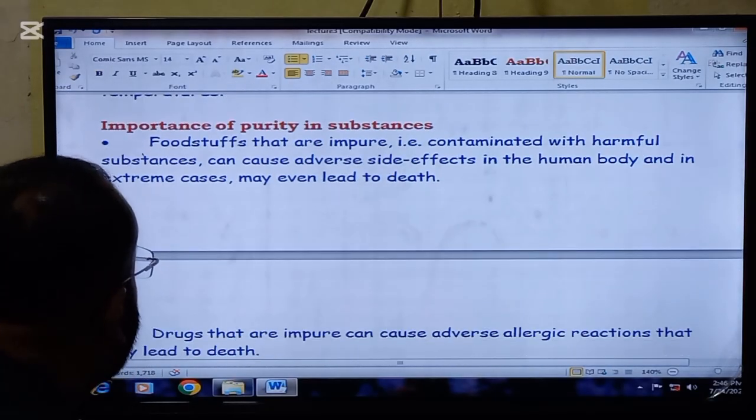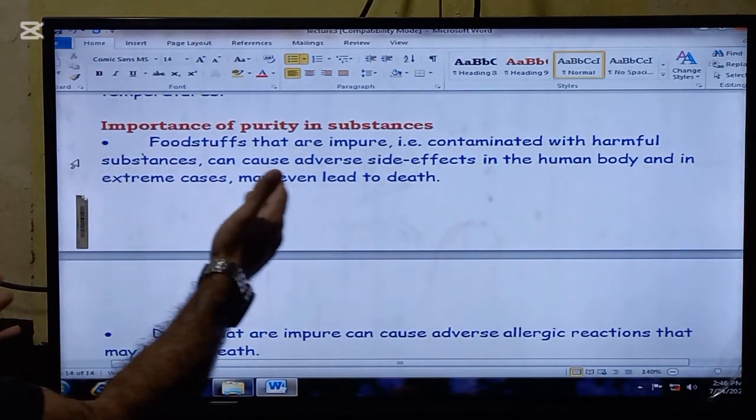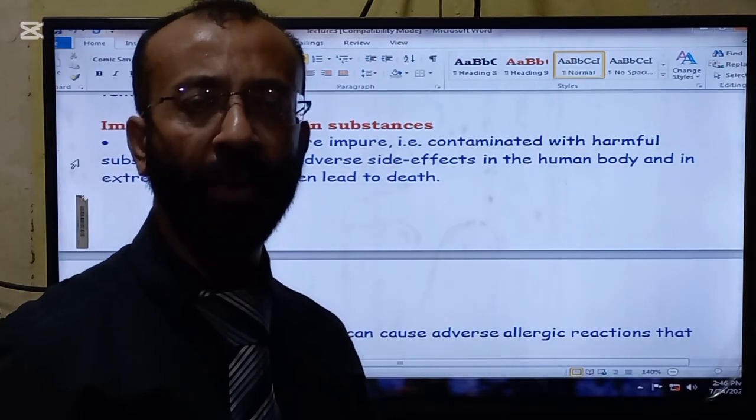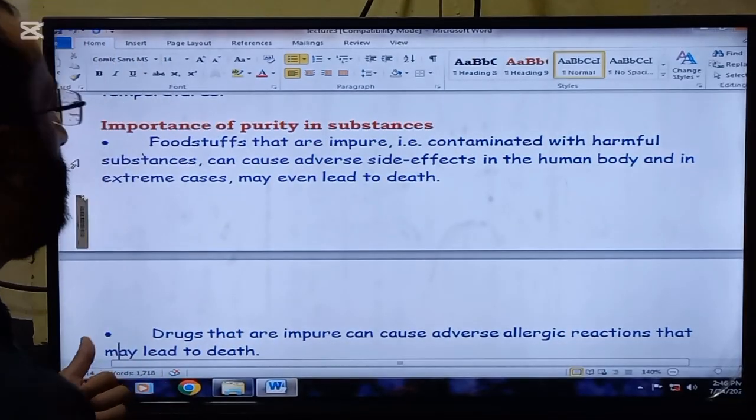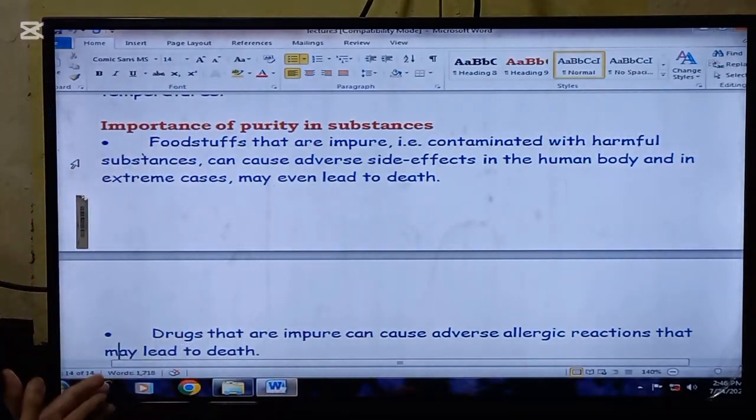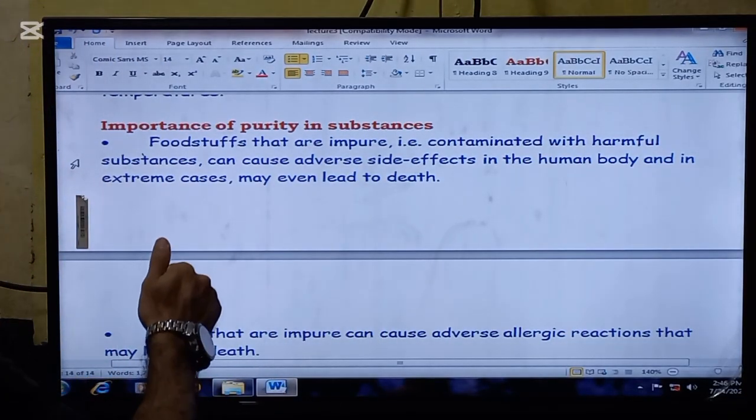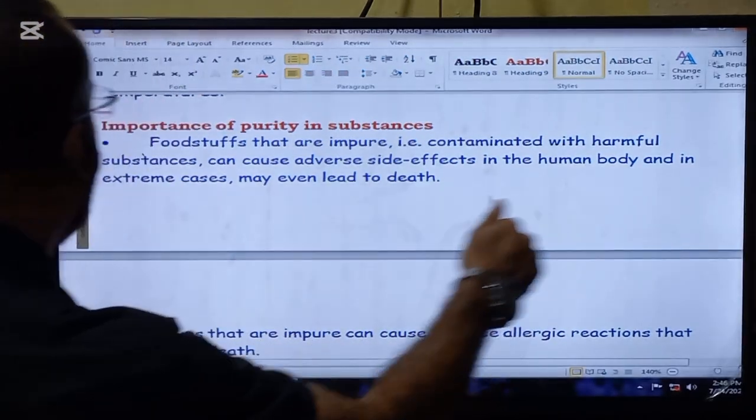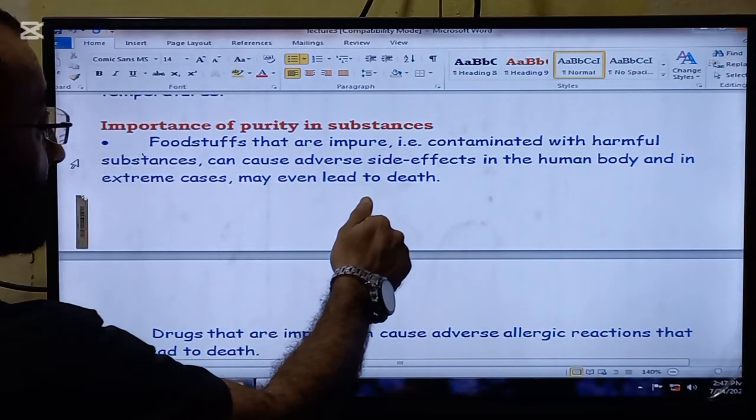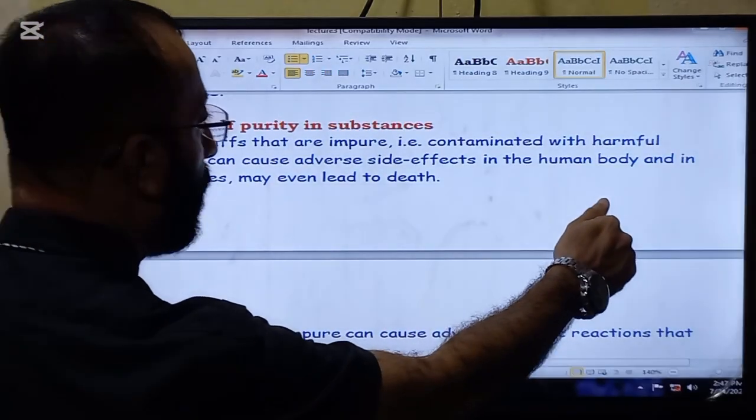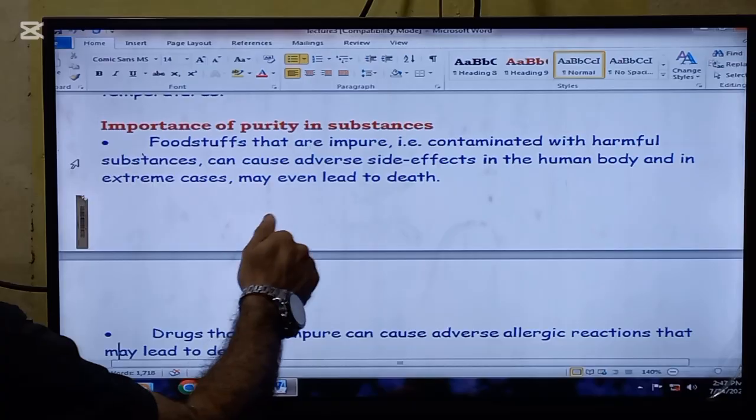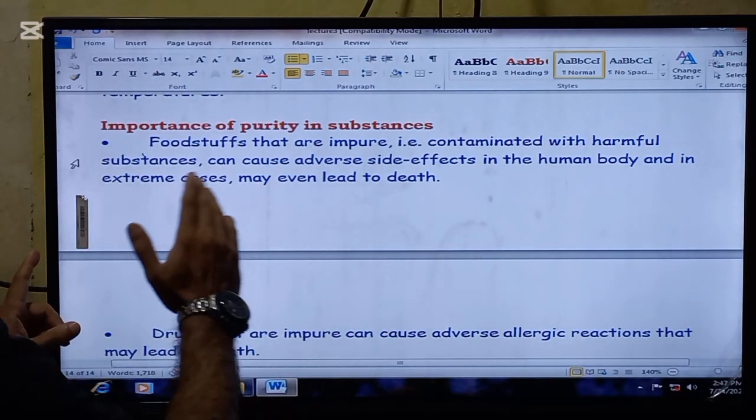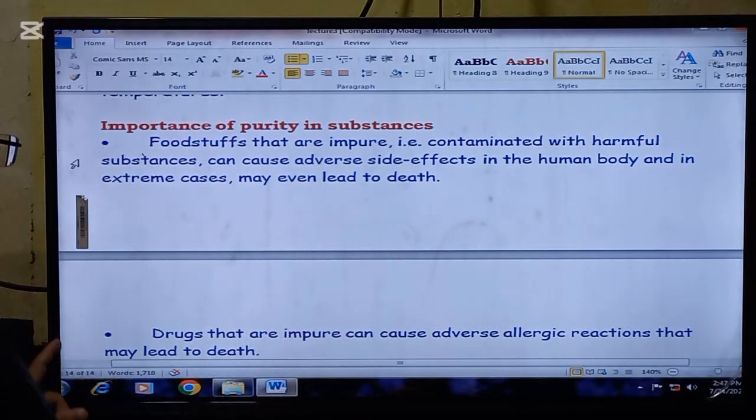The next important point in the lecture is the importance of purity in a substance. So why do we check, or why do we want, pure substances? Here are the points. What is the importance of the purity of the substance? Number one, foodstuffs that are impure, for example, contaminated with harmful substances, can cause adverse side effects in the human body and in extreme cases may even lead to death. This is the first reason why it is necessary to check the purity of substances.